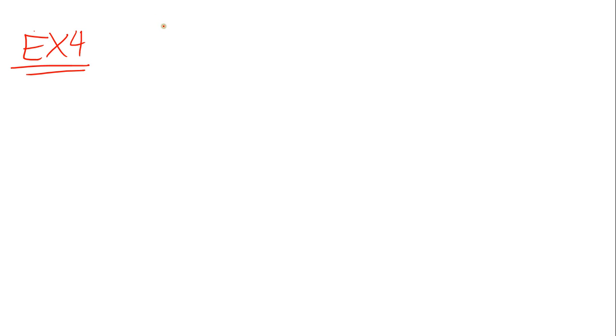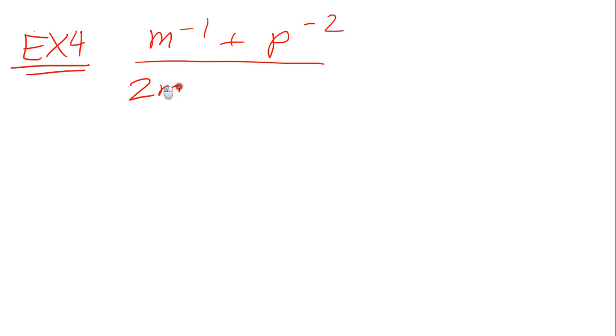So we've got rational expressions. Here we have negative exponents in this example. So we have m to the minus 1 plus p to the minus 2 over 2m to the minus 2 minus p to the minus 1.